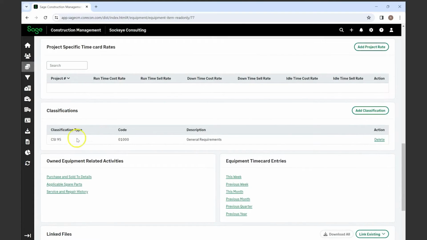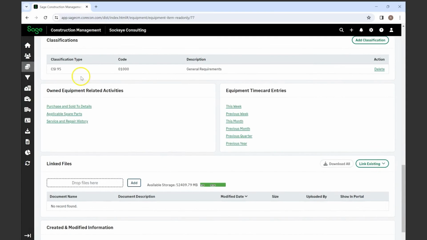You can give it a classification so it shows up under that CSI code within your estimating and also in your budgets, as well as you have owner equipment related activities. This is purchase and sold to details. That would include any mileage, any kind of information you got from the person who sold it to you, as well as any spare parts or a service and repair history.